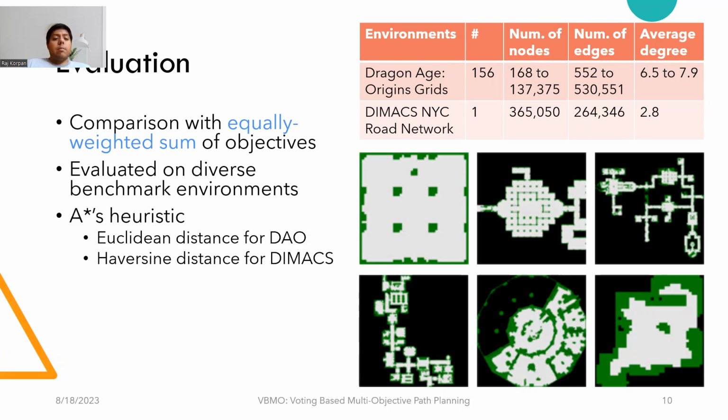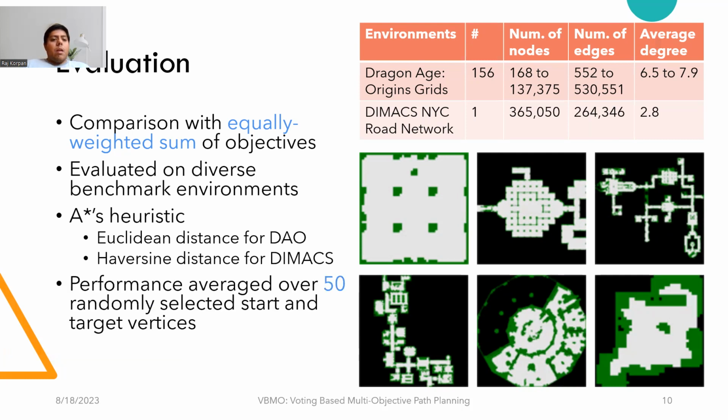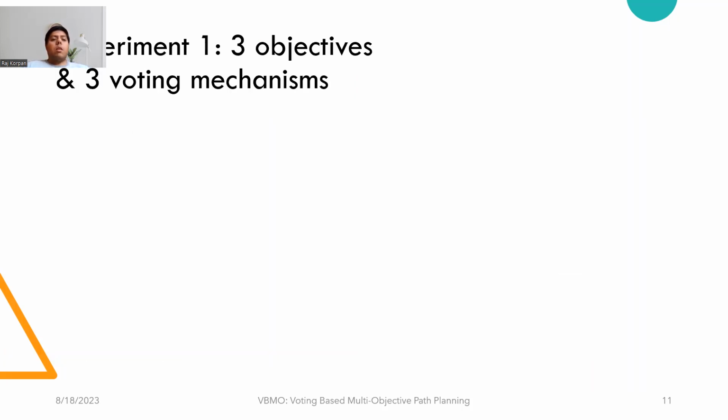Here are some examples of environments from the Dragon Age set that have different types of configurations and sizes. Here, the heuristic used was Euclidean distance for the Dragon Age Origins environments and Haversine distance for DMAX. Results were averaged over 50 randomly selected start and target vertices, and significance was measured at 0.05.